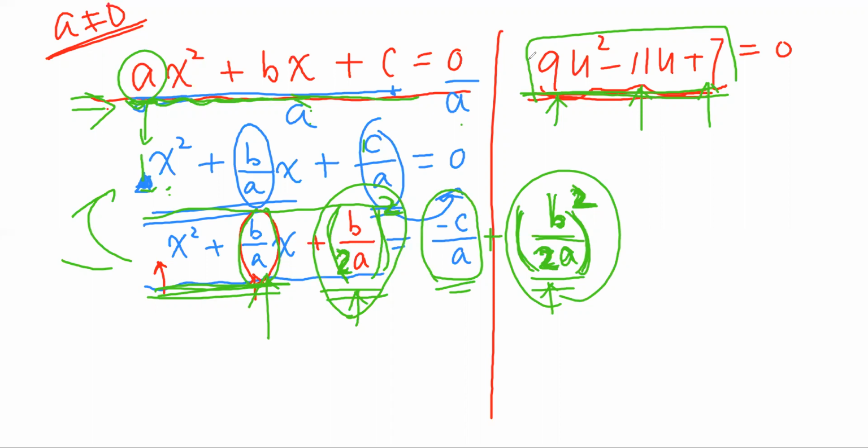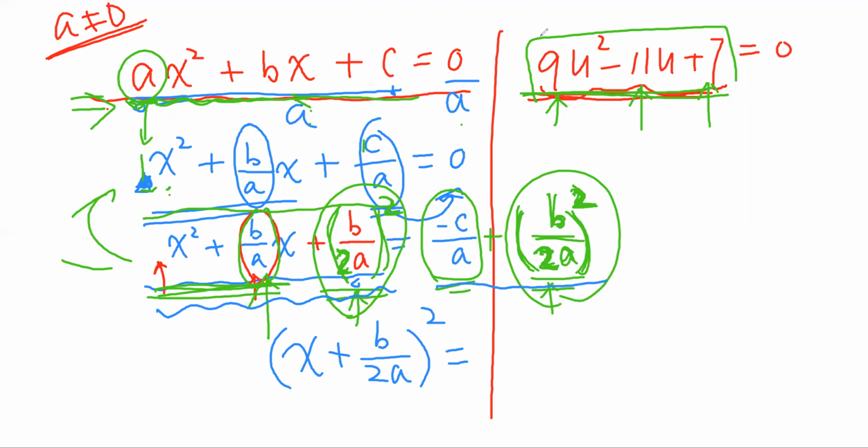I use a different color to make sure we can understand. So next, this one can be a complete square, right? So the complete square is what? This part, x plus b over 2a, squared. And the other side became this one. We need to do a little bit further: find their common denominator, 4a squared, right? So here it became negative 4ac plus b squared.